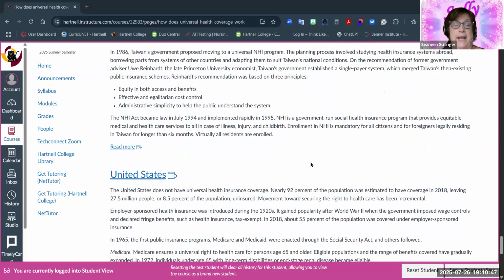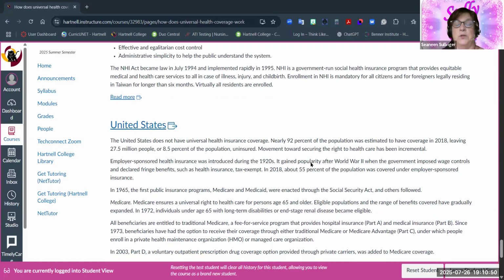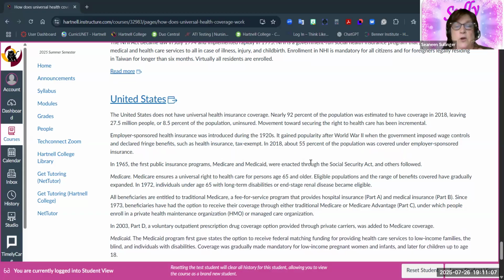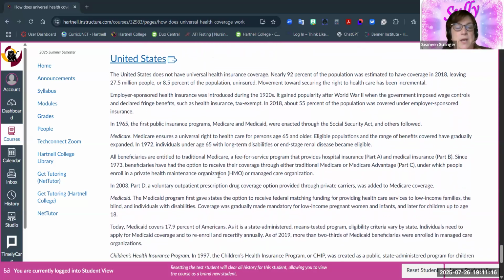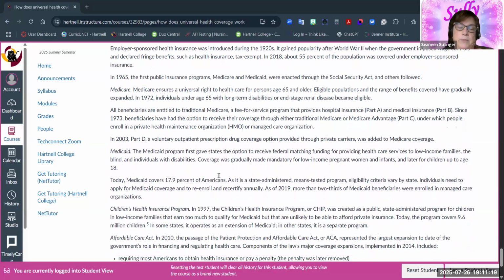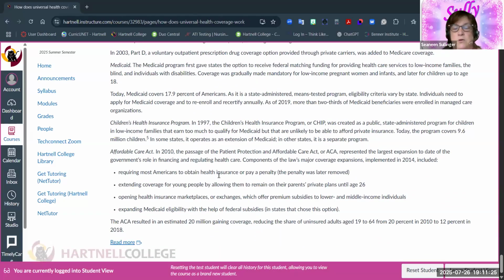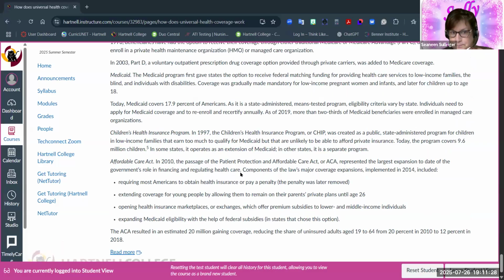And then the United States does not have universal health coverage. Nearly 92% of the population was estimated to have coverage in 2018, which is not bad. 92% is pretty good, but that equates to 27.5 million people, or 8.5% of the population, that are uninsured. And so Medicare and Medicaid came about in 1965. You've got many different employer-sponsored health insurance programs. This talks again about Medicare, Medicaid, the CHIP program, Children's Health Insurance Program, the Affordable Care Act, and what that is helping to cover. And you can read more there.